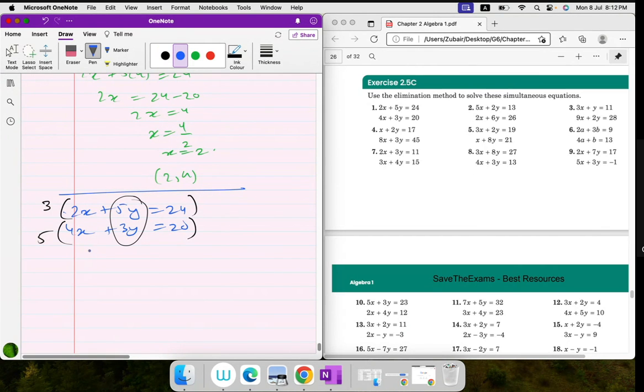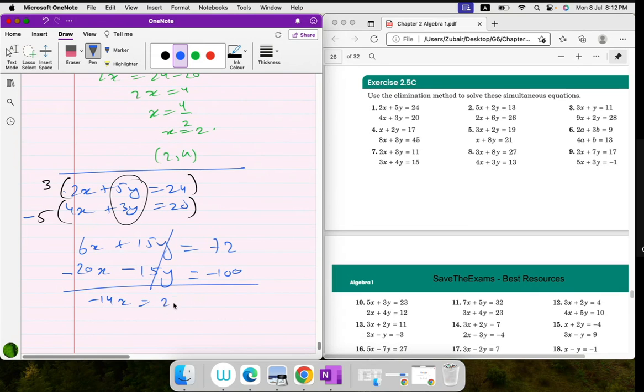Obviously, this is a longer choice than the previous one. So 3 times 2 is 6x plus 15y is equal to 72. 5 times 4 is 20x plus 15y is equal to 100. This 5 is going to be negative if we choose minus, so this is negative and negative 100. Now we get rid of y. This is minus 14x is equal to minus 28, and negative goes with negative, 28 by 14, and x is equal to 2.